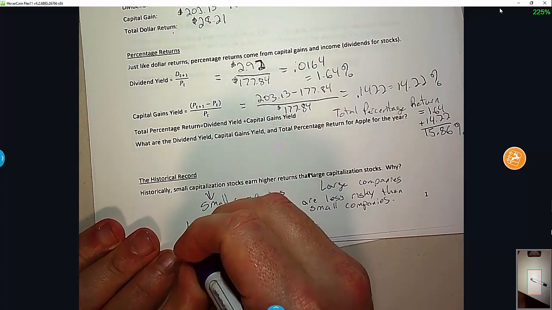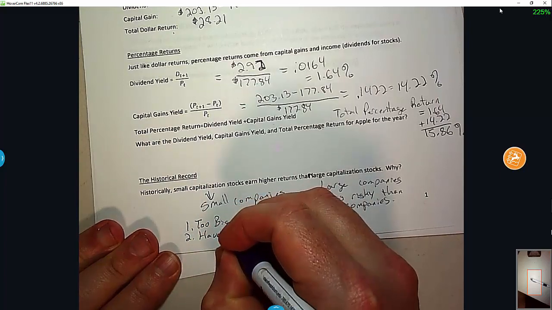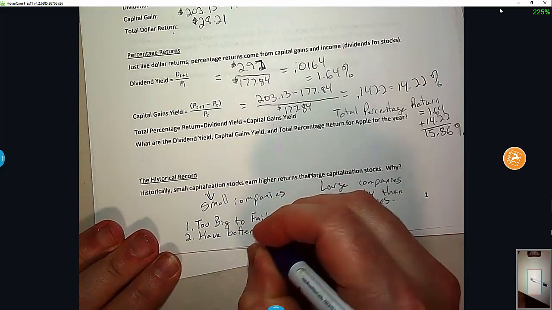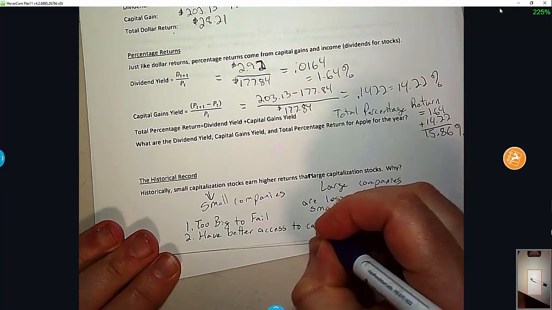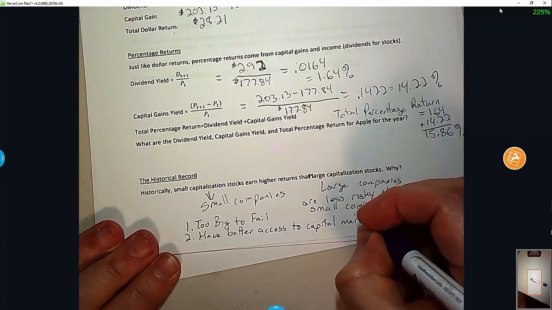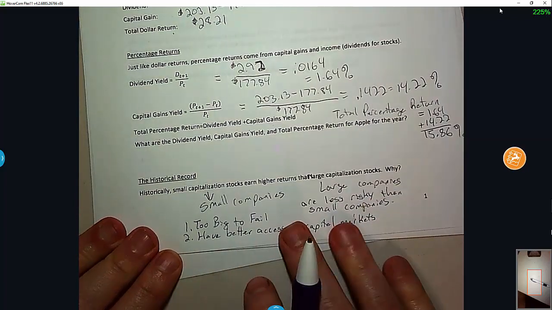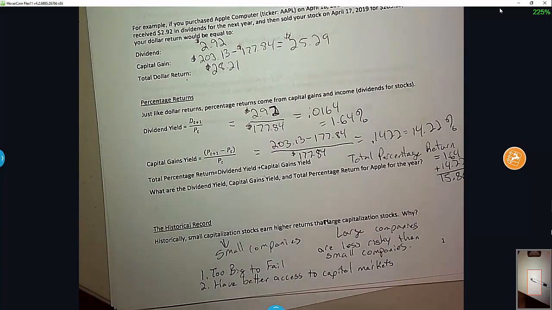Another reason is that large companies have better access to capital markets. If a very large company needs to go out and borrow money, there's many places they can go. They can go out and issue commercial paper in those markets. They can issue bonds fairly easily. They can go to banks and get loans. Smaller companies don't have access to all those markets.